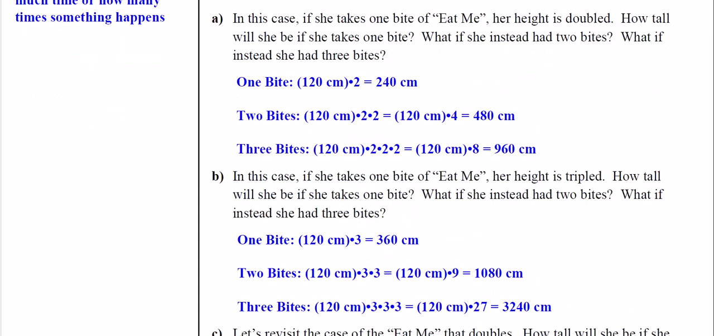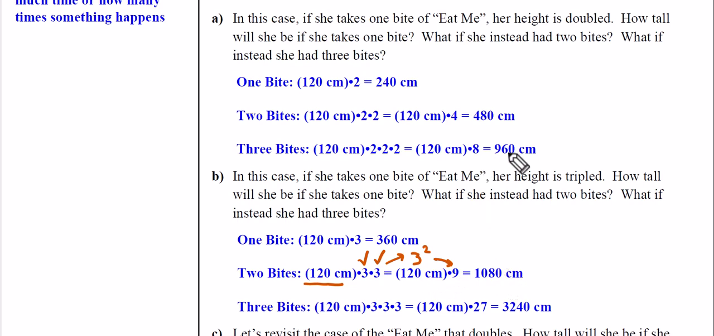So what if we play the eat me game, but instead of her doubling this time, she's tripling? So again, her original height is 120 centimeters. She takes one bite, boom, triple the height, 360. Great. Well, what if she takes 2 bites instead? So her original height is 120. Each bite ends up tripling. How many 3's do we have? That's just 2. So I could write this as 3 squared. But what's 3 squared? 9. 120 times 9.